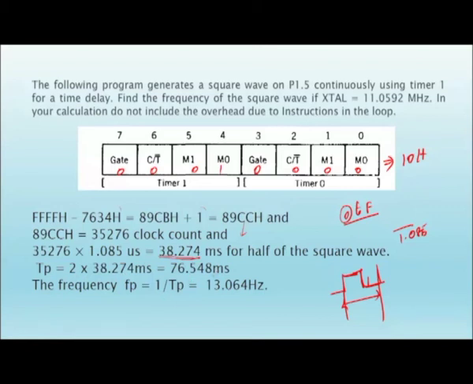Then the corresponding delay is 76.548 milliseconds. Suppose you want to calculate the frequency of that, then you can take the inverse of it. 1 by time is the frequency, which is 13.06 hertz. This is the way we generate the delay of a square wave.